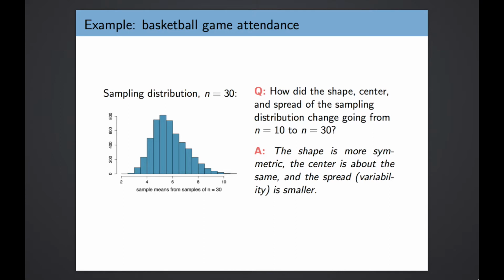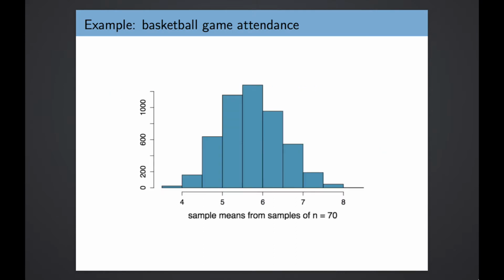The same principles hold when we up our sample size again, so that we're taking samples of size 70 from the population, calculating those sample means and plotting them out. So again, here the distribution has become more normal, the center of the distribution is about the same, and the variability has gotten even smaller because we've been taking even larger samples.